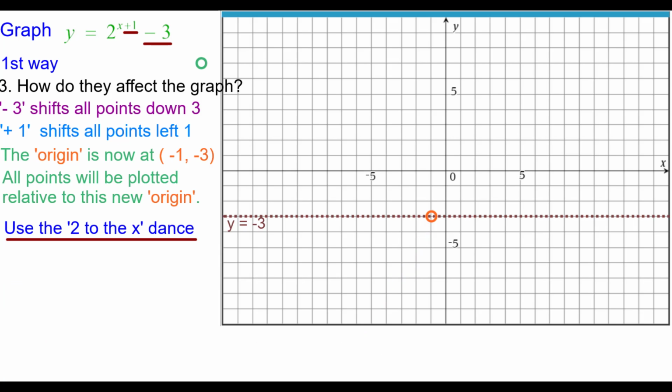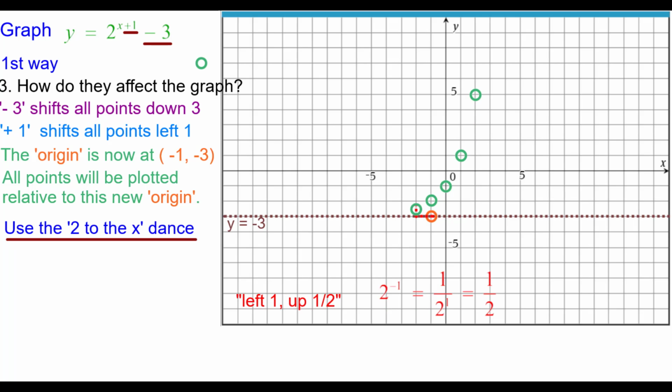We're going to use the 2 to the x dance. Normally we go right 0 up 1, and we'll do that here because 2 to the 0 power is 1. Right 1 up 2, 2 to the first is 2, again from this new origin. Right 2 up 4, 2 squared is 4. And right 3 up 8 because 2 cubed is 8.